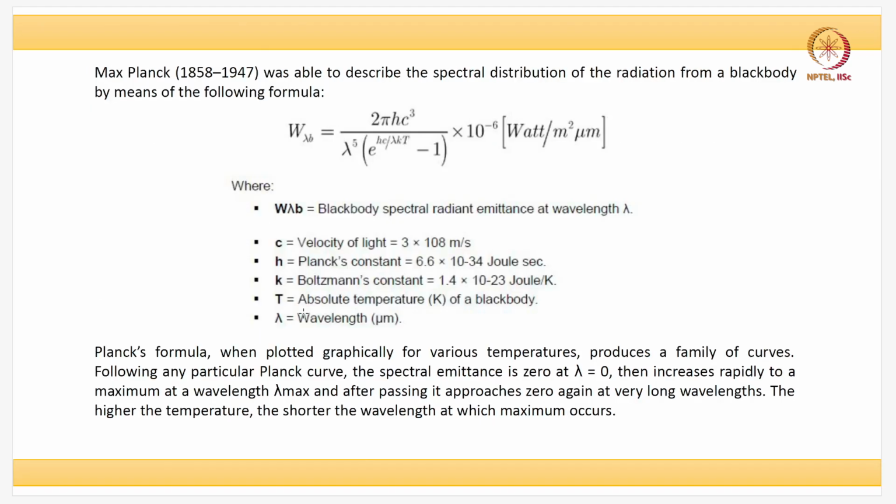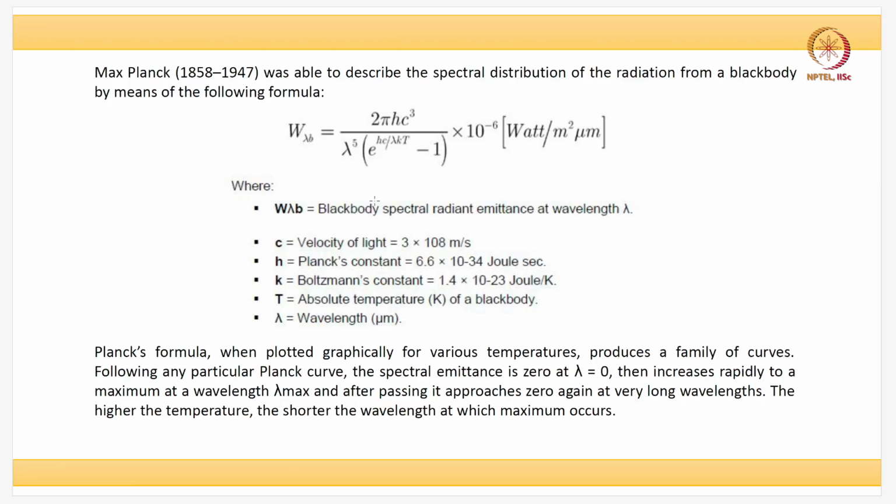So Max Planck in the early 20th century was able to describe the spectral distribution of radiation from a black body by means of this formula. So before this, there were a lot of attempts, but nobody could actually model or provide a formula for the entire radiation that is emitting out of a black body. Planck was the first one to do that.